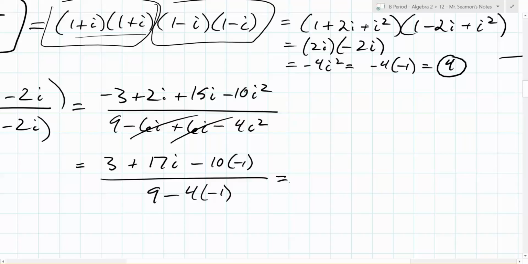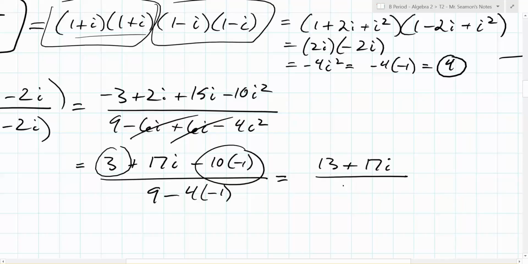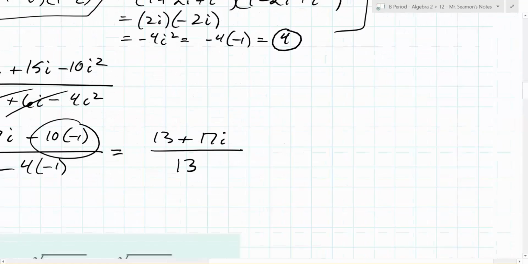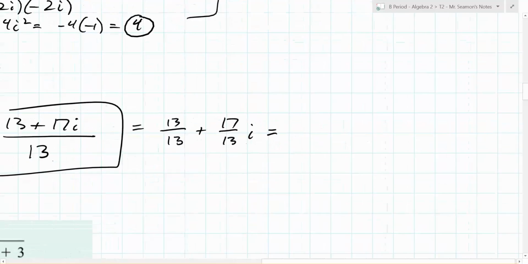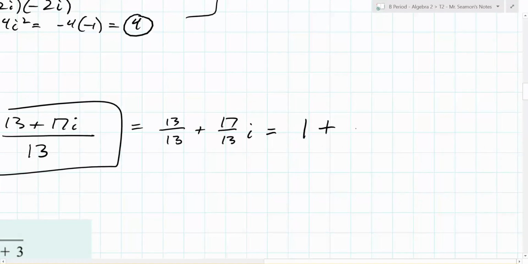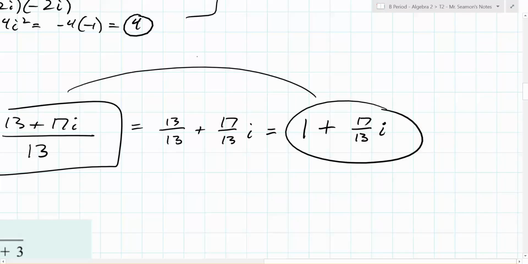So what do you end up with here? 3 plus 10 is 13 plus 17i, all over 9 plus 4, which is 13. You're going to see two things. You're going to see the answer written like that, but you're also going to see it written as 13 over 13 plus 17 over 13i. What is 13 over 13? So sometimes you'll see it written as 1 plus 17 over 13i. It's the same thing.